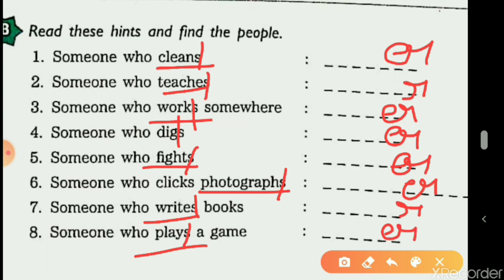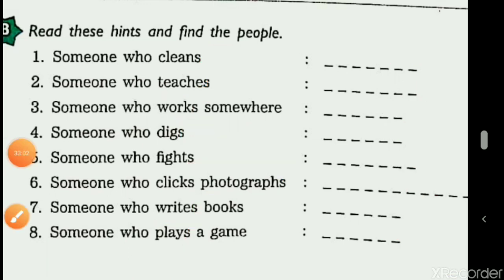So I hope the people and professions are clear to you. Someone who cleans, cleaner. Someone who teaches, teacher. Someone who works somewhere, worker. Someone who digs, digger. Someone who fights, fighter. Someone who clicks photograph, photographer. Someone who writes book, writer, and someone who plays a game, player. So children, please learn these spellings so that you don't make mistakes.